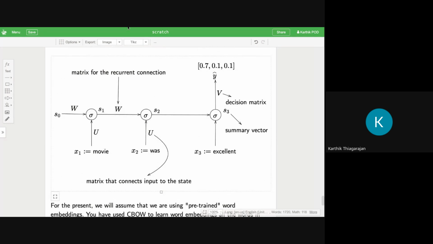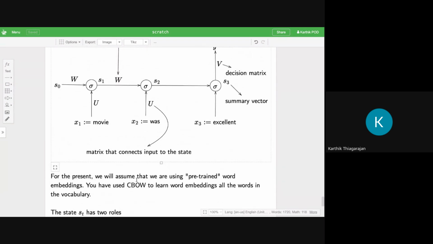This is that diagram. Excuse me, sir. Here the sequence is the sentence "that movie was excellent." These inputs are given one by one, right? In the first time step only "that" will be given, and on the third step the third word will be given as input. And these W's are the same for all these steps? Yes. The W, U, and V weight matrices are shared across all time steps.